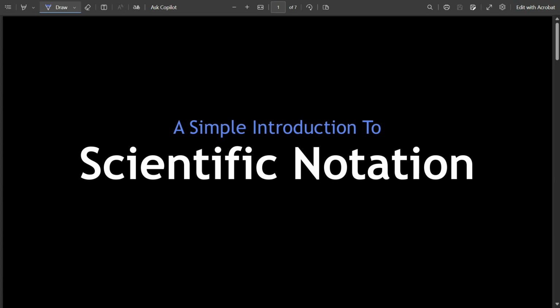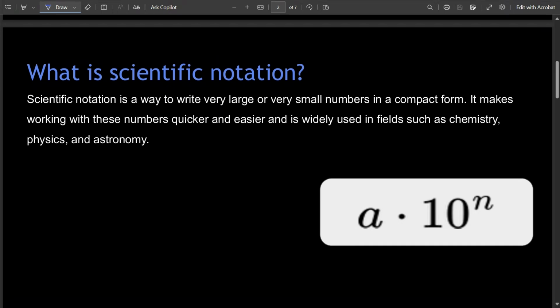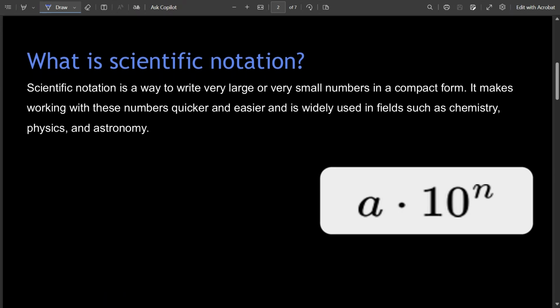A simple introduction to scientific notation. So, what is scientific notation? Well, scientific notation is a way to write very large or very small numbers in a compact form. It makes working with these numbers quicker and easier, and is widely used in fields such as chemistry, physics, and astronomy. The numbers are represented like this: a times 10 to the power of n.